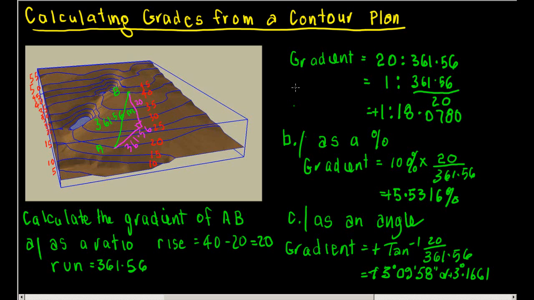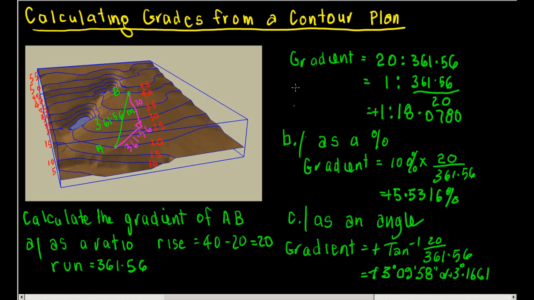It's important that you work that out and get it right, because obviously if you miss a contour or misinterpret the contour interval, that's going to mean that the calculated gradient will be incorrect. So calculate the gradient of AB as a ratio. The rise is 40 minus 20, which equals 20. These are all in meters, and the ratio is dimensionless, as I've said earlier, and the run is 361.56. So we have the gradient must be 20 to 361.56 because it rises 20 meters.